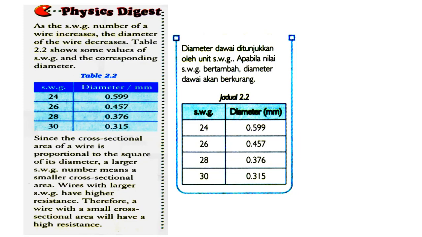Okay, secondly, we have another piece of information. The diameter of wire is shown by the unit SWG, which stands for standard wire gauge. So we have the numbers 24, 26, 28, 30. For example, 24 refers to 0.599 millimeter and so on. The higher the number from 24 to 30, the thinner the wire becomes. The higher the SWG number, the thinner the diameter.